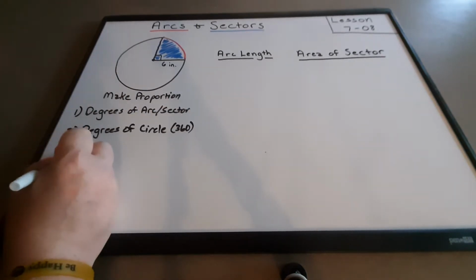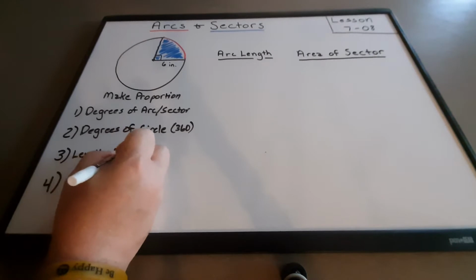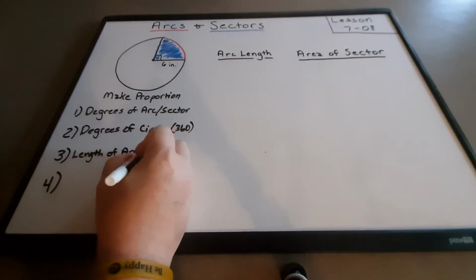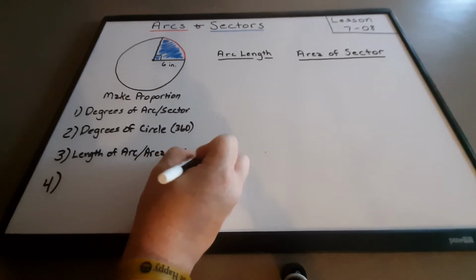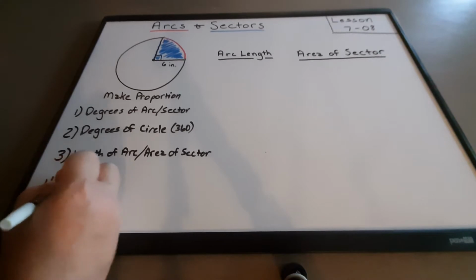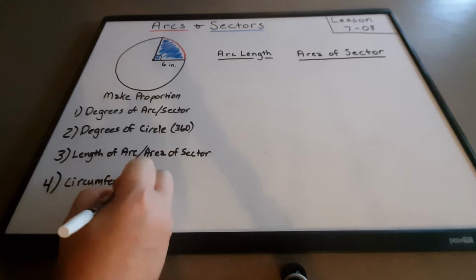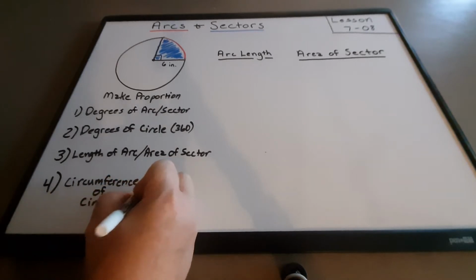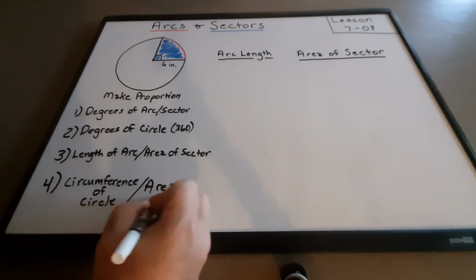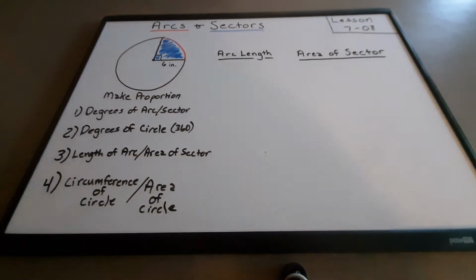We also need the length of the arc or the area of the sector, depending on which we're using. And we need the circumference of the circle or the area of the circle. So we need those 4 things. One of them will be missing, and that's the one that we want to find.